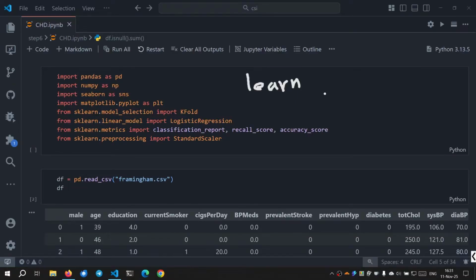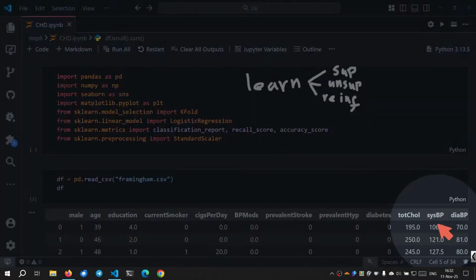The first one is supervised. So we have three different types, right? One is supervised, one is unsupervised, and the other one is reinforced. What's the idea behind these? Think about it this way.